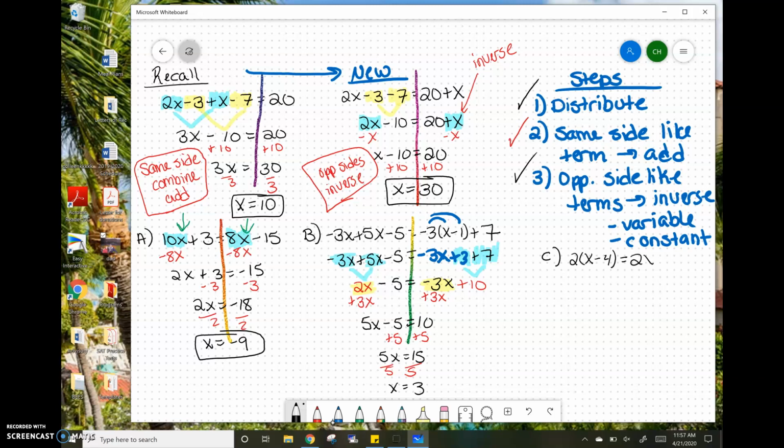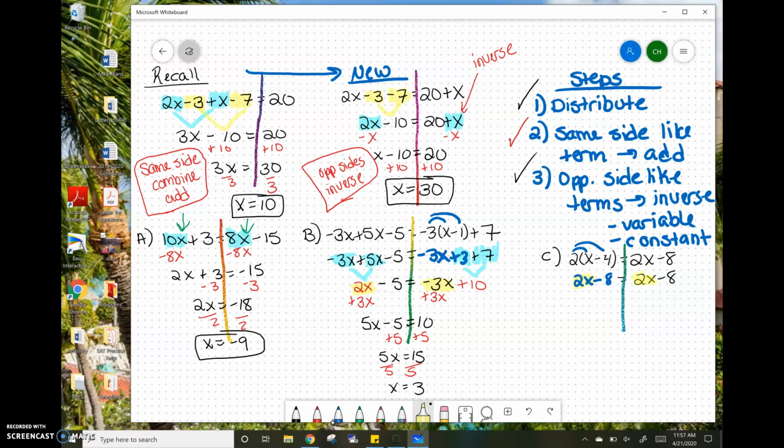So if I look at this problem, letter C, and I start going through my steps, I should do the distributive property first. So I'm going to distribute this 2 to get 2x minus 8. And then just bring down the rest of the problem. So I did my distributive property, and there aren't any like terms on the same side. All the like terms are on opposite sides.